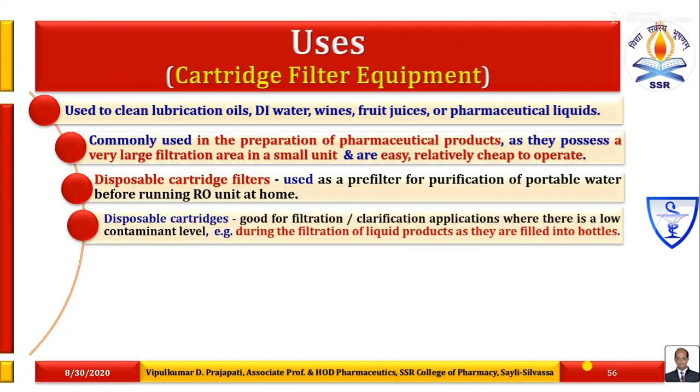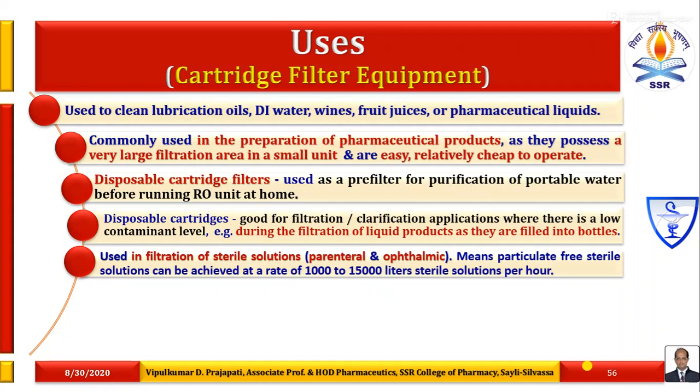Next, disposable cartridges. They are good for filtration or clarification applications where there is a low contaminant level. For example, during the filtration of liquid products as they are filled into bottles. So when the liquid preparations, liquid type of dosage forms, are free from any particulate contamination or foreign particles and going to be filled into bottles, we have to use disposable cartridge filter units.